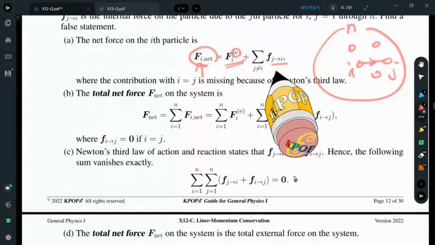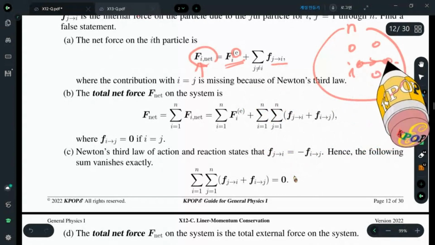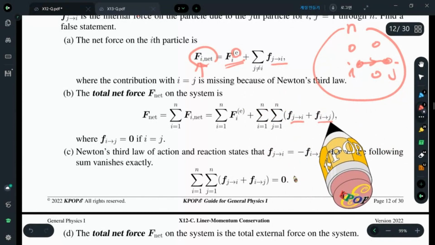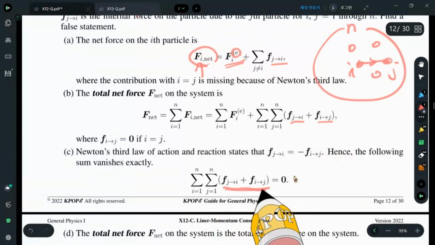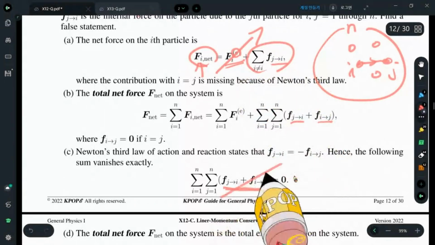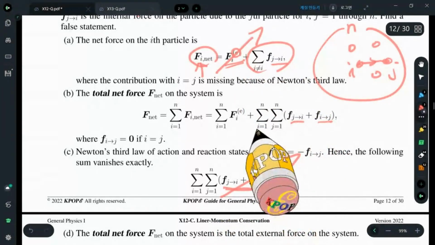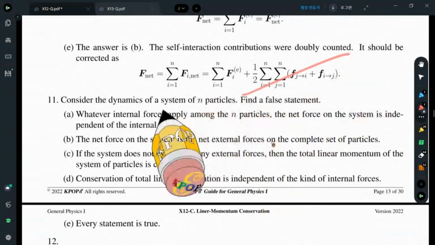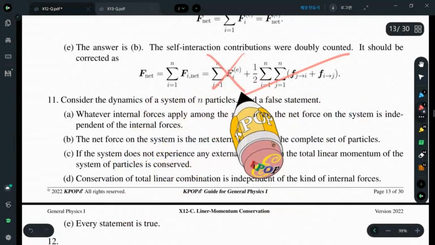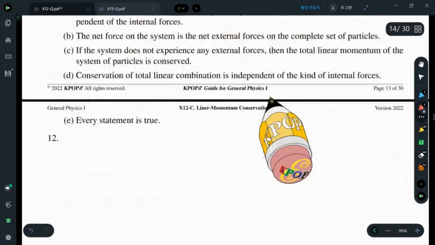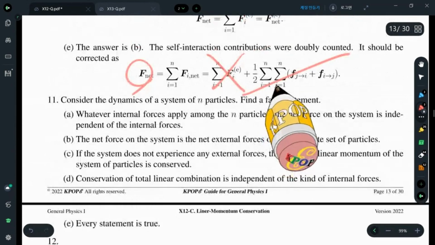But Newton's third law states that the forces between any two particles, if we sum these two forces, are the same in magnitude and opposite, and therefore the sum is 0. So whenever we have vanishing external forces, the internal force contribution always vanishes. That's the reason why the total linear momentum is conserved. Because this is 0, total linear momentum is conserved if there is no external force. The net force on the system of particles must vanish, and that means total linear momentum is conserved. So you have to remember the mechanism of the conservation.